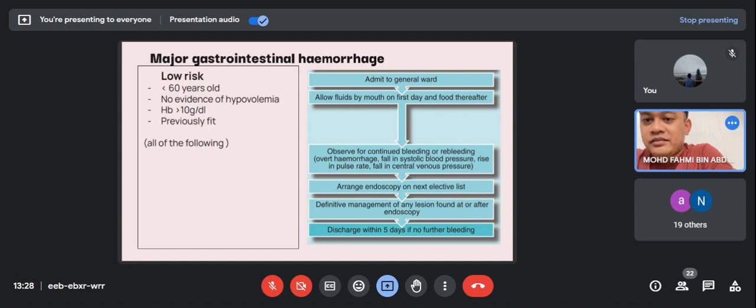Commonest lower GI bleed is diverticular bleed. Lepas tu benign causes such as hemorrhoid. Polyp pun boleh jadi, benign or malignant. Itu angiodysplasia in a CKD patient, ini benar-benar yang kena tahu. Upper GI bleed, forest ulceration most of the time. Sometimes tumor, sometimes polyp dan sebagainya, angiodysplasia, Dieulafoy disease dan sebagainya.